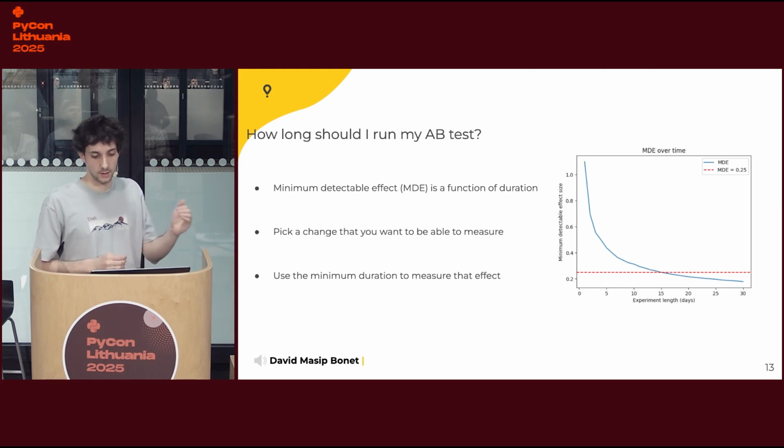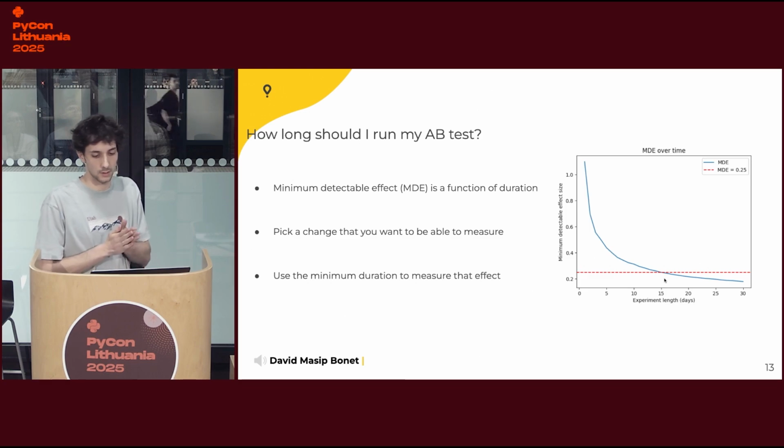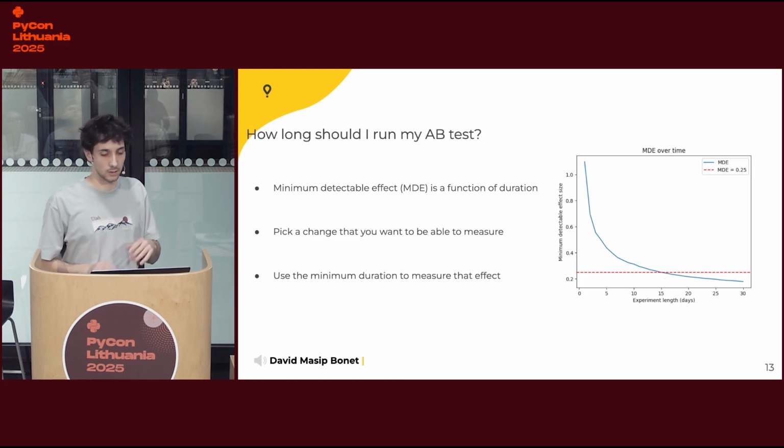In general, you take these lines, and I'm going to show how to plot them, that have the dependency of length and minimum detectable effect, or MDE. You pick the change that you want to measure, you project it to the x-axis, and you get the minimum duration of the test. In this case, if you want to measure an effect of 0.25, you need at least 15 days of test. This is how it is typically done. This is called power analysis or MDE analysis. I'm going to refer to both things indistinctively in the rest of the talk.